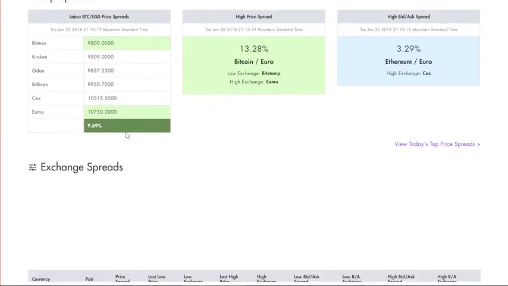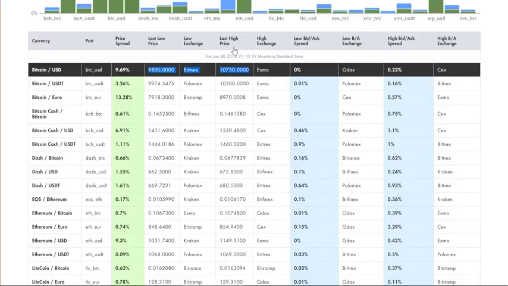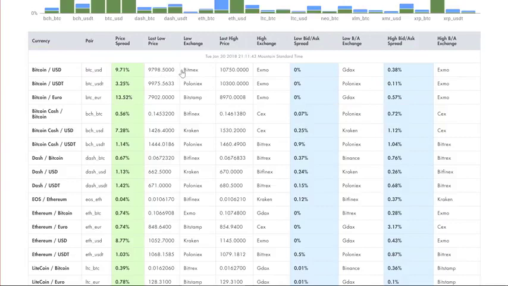Here, they show you on a daily basis what the Bitcoin to USD spread is. So we're seeing right here that you could have taken advantage of almost a 10% spread. It shows you which exchanges you could have done that on, right? BitMEX had a low of 9,800, and then Exmo had 10,750. And this is not a high and low for the day. This is a high and low at any given time. So at the same time, there was this much of a price difference, and then it just updated.